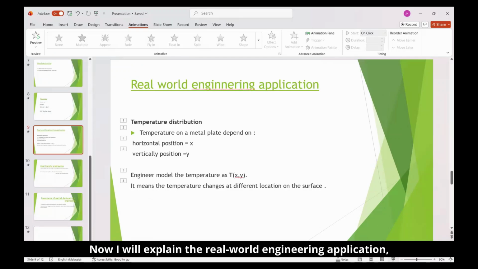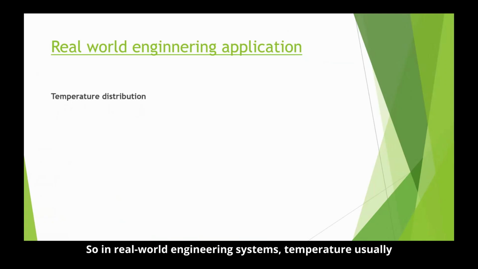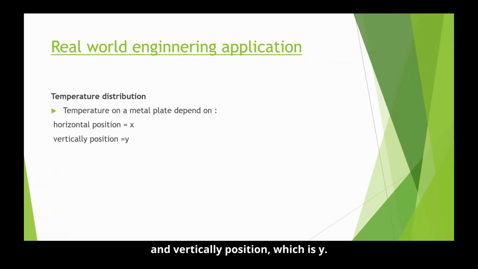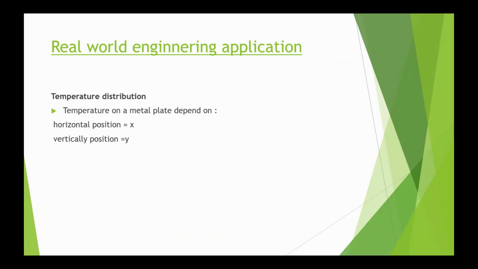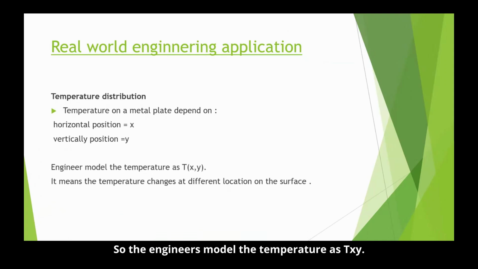Now I will explain the real-world engineering application where the partial derivative can be used. I will explain the temperature distribution. So in real-world engineering systems, temperature usually depends on more than one factor. For example, temperature on a metal plate depends on horizontal position, which is x, and vertical position, which is y. So the engineers model the temperature as T(x,y). This means temperature changes at different locations on the surface.